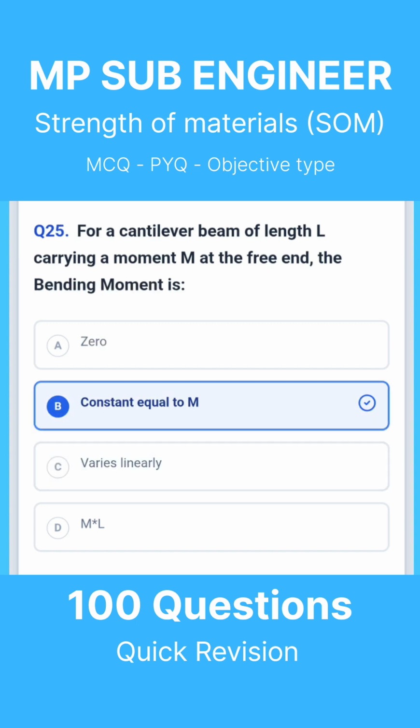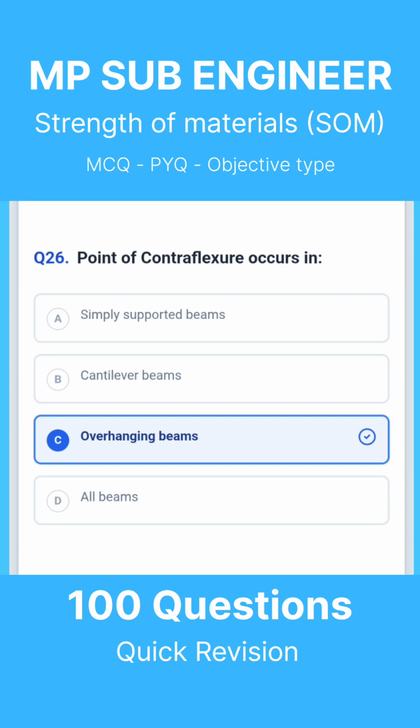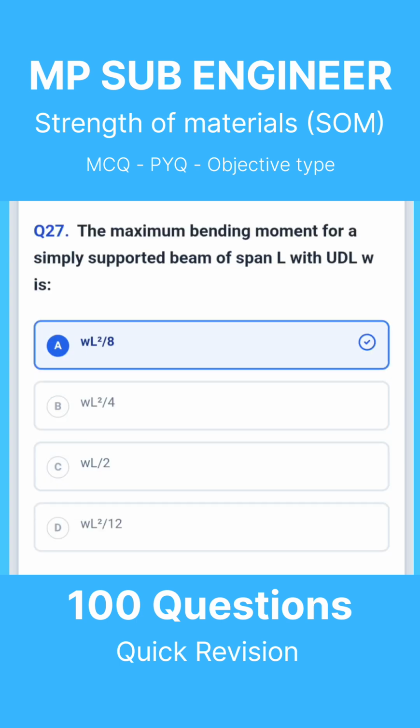Question 25. For a cantilever beam of length L carrying a moment M at the free end, the bending moment is. The correct answer is constant, equal to M. Question 26. Point of contraflexure occurs in. The correct answer is overhanging beams. Question 27. The maximum bending moment for a simply supported beam of span L with UDL w is. The correct answer is wL squared divided by 8.